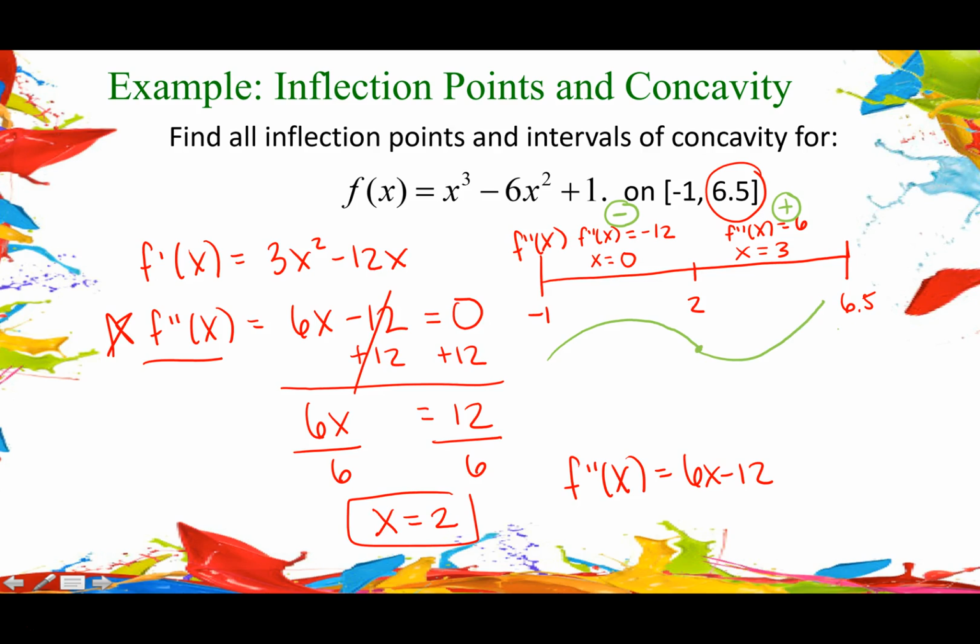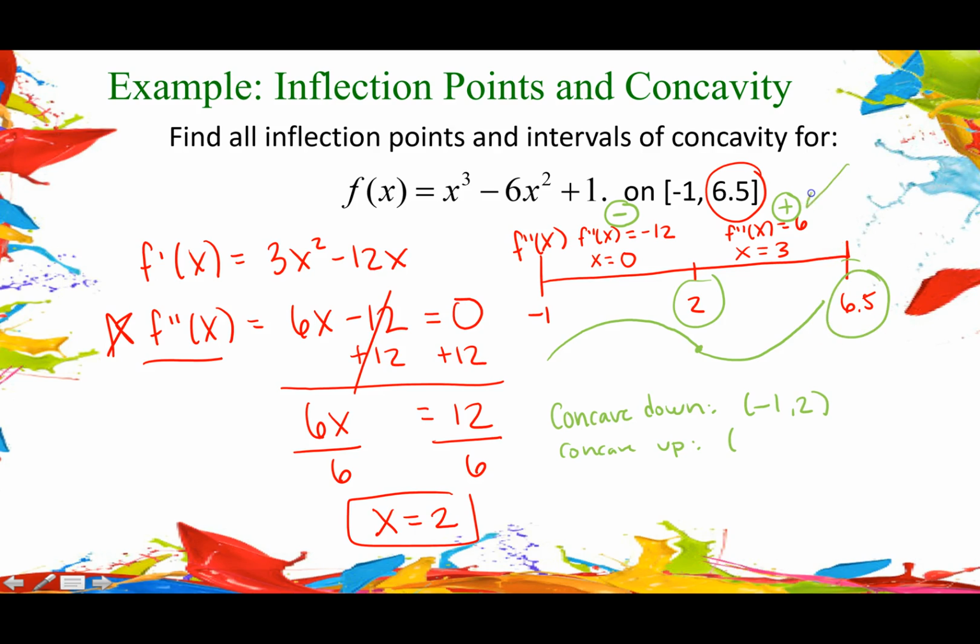All right. So we have learned several things. The first is we've learned our intervals of concavity. So we are concave down from -1 to 2, from here to here. And that's because our second derivative is negative. We are concave up from 2 to 6.5, and that's because we are positive in between there. So that's going to be from 2 to 6.5.